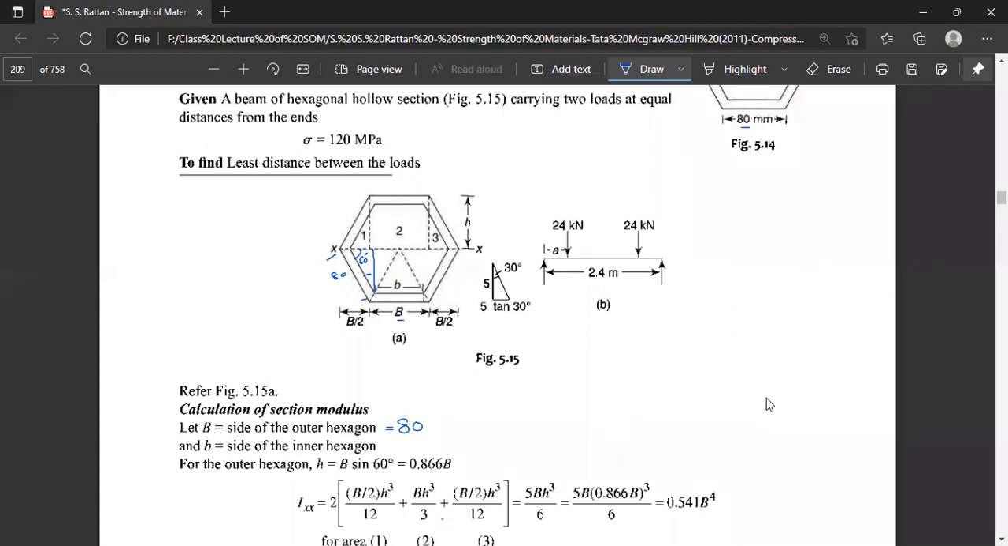Then for the triangles, we add the parallel axis term, I plus A x squared, plus b h cube by 12. So this becomes 5 b h cube divided by 6, which is equal to 0.543 b to the power 4.